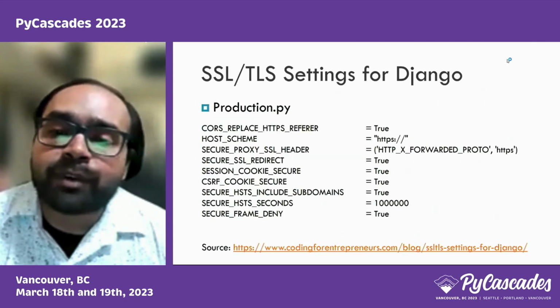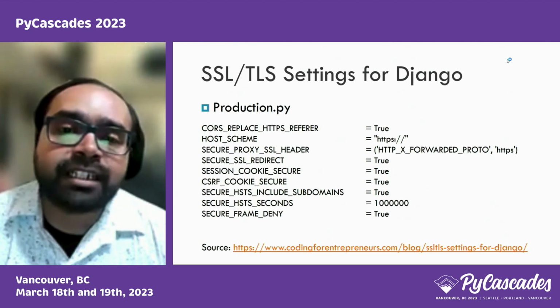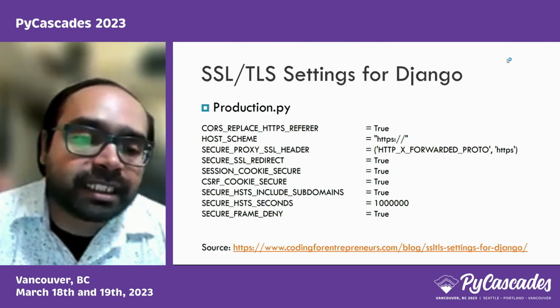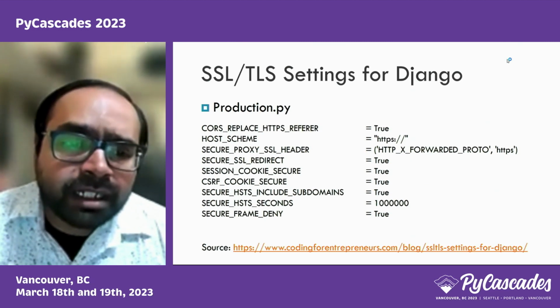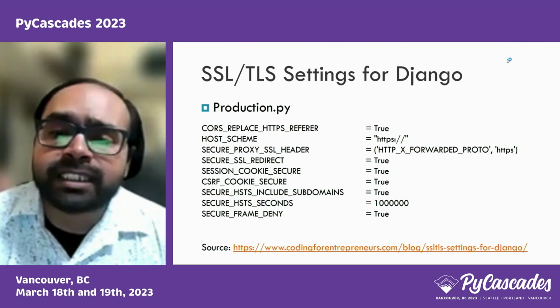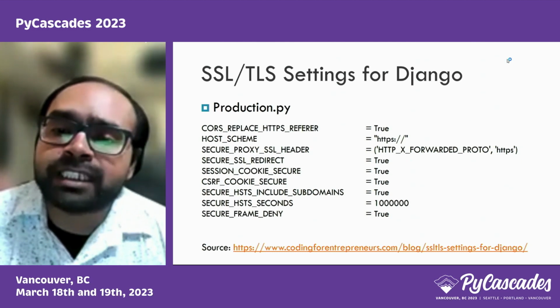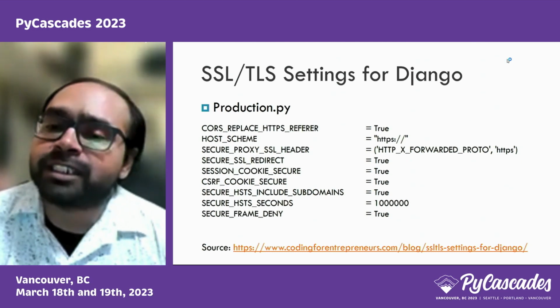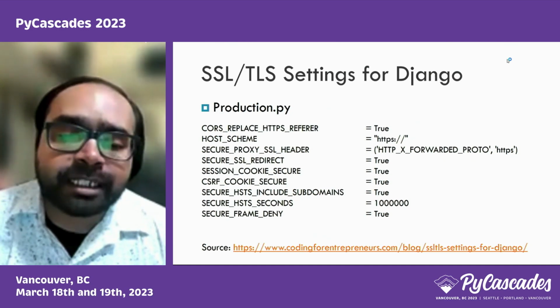Now, these are some of the settings which you can make with respect to Django applications. You can see here that most of the secure properties are set to true, and always the request should be forwarded to HTTPS. All HTTP requests must be forwarded to HTTPS.